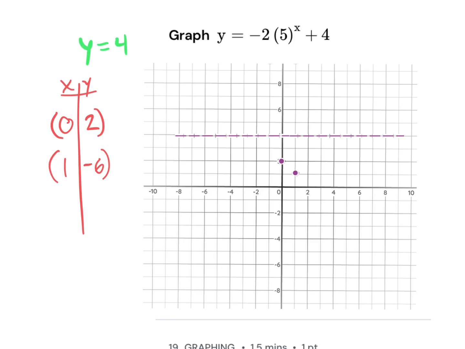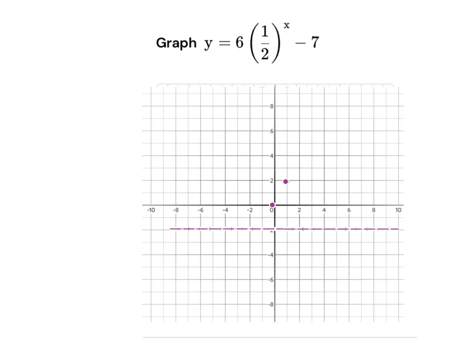So let's go to the location 1, negative 6, and let's drag the second dot to 1, negative 6, which would be right here. And just with those two dots, you're going to have the perfect graph produced on Desmos. Okay, so that is what your exponential growth function looks like. And let's move on to the next question.